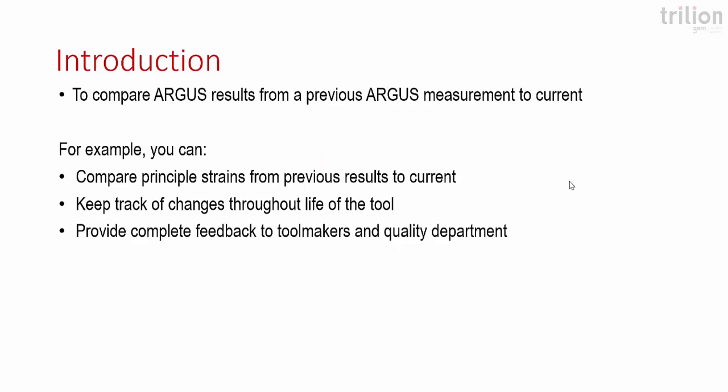So as an introduction to this, the point of doing an Argus and Argus comparison is to compare the Argus results from the previous measurement to the current measurement. For example, you can compare the principal strains of the previous results to the current to track how things are changing, from hit to hit, from run to run. You can keep track of your tool changes throughout the life of the tool and provide complete feedback to your tool makers and quality department.